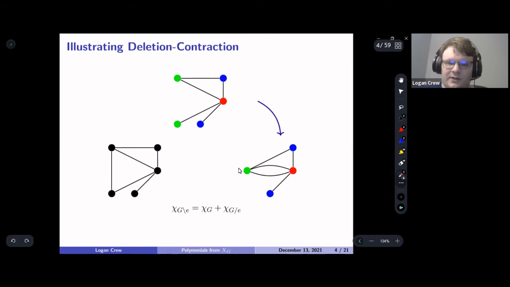Now, what if these two endpoints of this edge get the same color? Then clearly that's not a proper coloring in the original graph with that edge in, but we can obviously associate to it this proper 3-coloring when we contract the edge by giving this vertex the same color as both endpoints. And so this bijectively shows how this operation works.